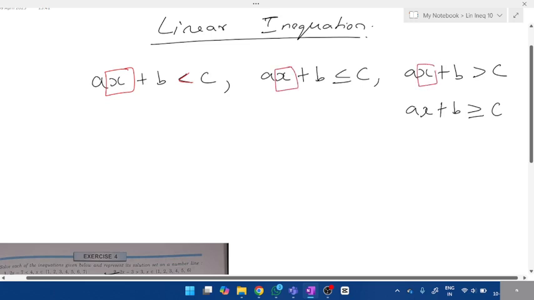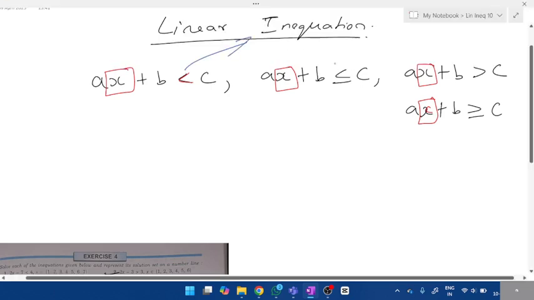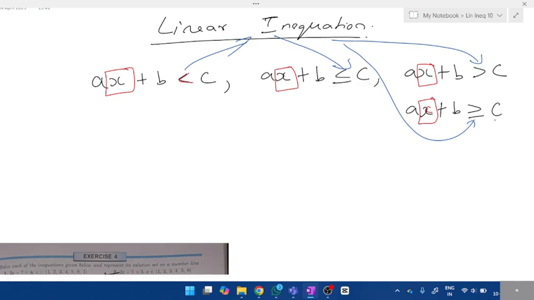Look, in all four equations, how many unknown variables are there? Only one, x. That is known as linear inequation. Look at the symbols. All these symbols are known as inequation. So linear inequation I explained, the general equation is done. Let me see questions.